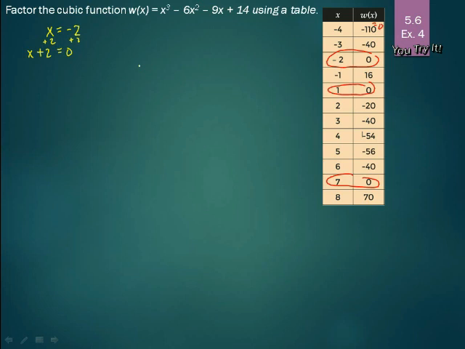Well, you're not solving it, but you're just moving the 2 over so that it's able to be equal to 0. And then doing the same thing for the other ones, if x equals 1, moving over the 1 to the other side using reverse operations, minus 1 on each side, x minus 1 equals 0. And then if x equals 7, then moving the 7 over, you subtract it since it's positive, so x minus 7 equals 0. And so our factors for w of x would be x plus 2, x minus 1, and x minus 7.